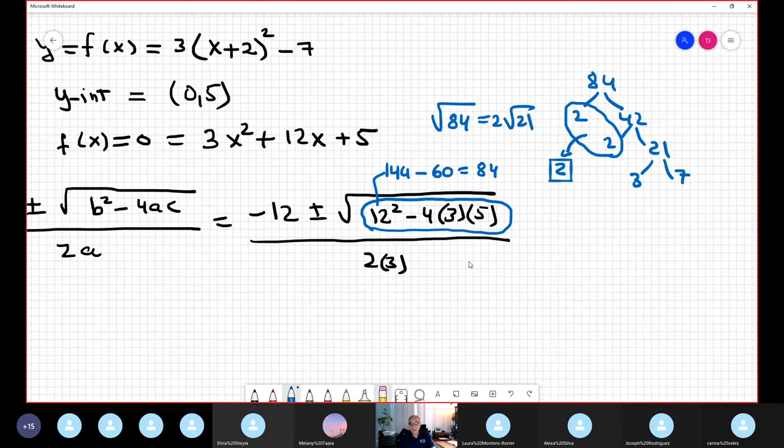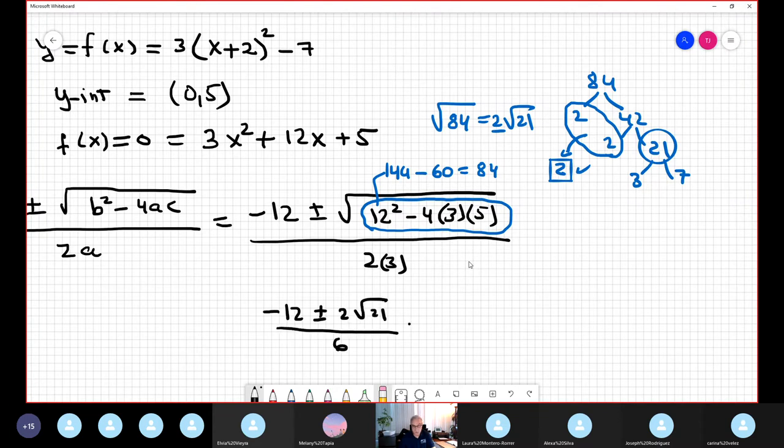Because these two, and this 21 is 3 and 7, can stay inside the radical because these guys don't get married and go outside like the other one. Only this couple. And so far my answer is minus 12 plus or minus 2 radical 21 divided by 6.